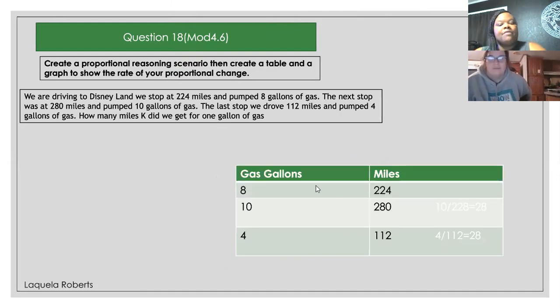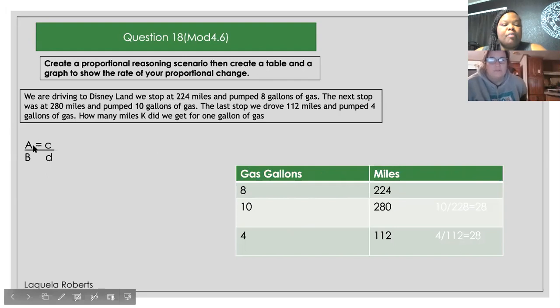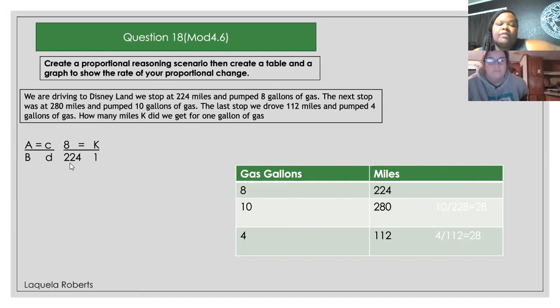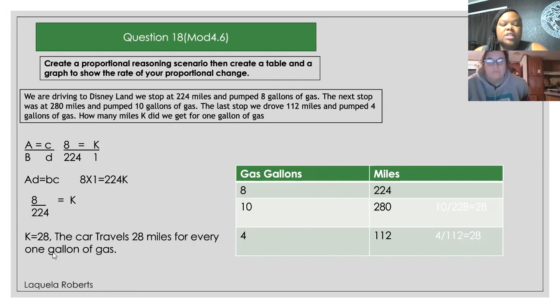Well, as you can see, we have our gas gallons and our miles. So we got 8, 10, and 4, and our miles is 224, 280, and 112. So we got A over B equals C over D. 8 over 224 equals 1 over K. So AD equals BC. If you cross multiply, that's 8 times K equals 224 times 1. So 224 divided by 8 equals K. So K equals 28. The car travels 28 miles for every 1 gallon of gas. All right.